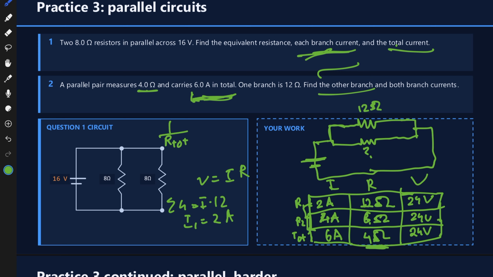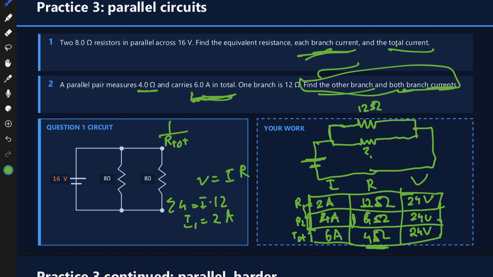So the way I found it, right? I found that by using 6 ohms. I just found it by filling everything else in the table, which is helpful because we need both branch currents and the other branch and all that, right? That's fine. But another way you could have found the total resistance, if you just wanted to find the resistance, right?